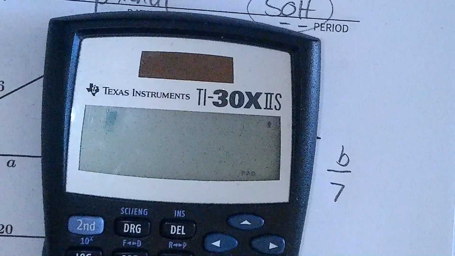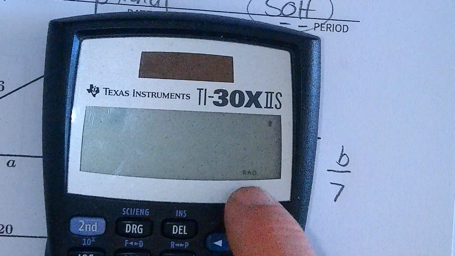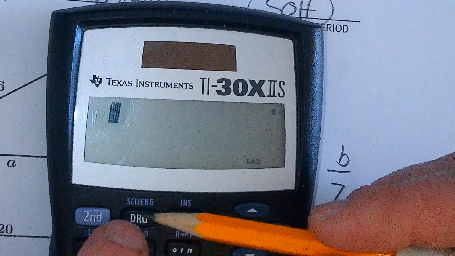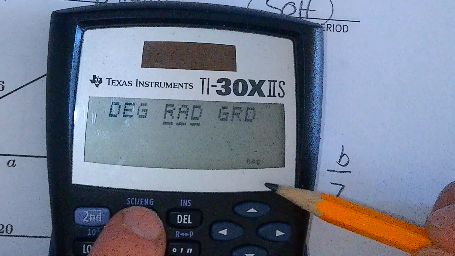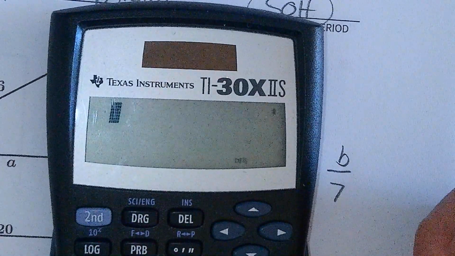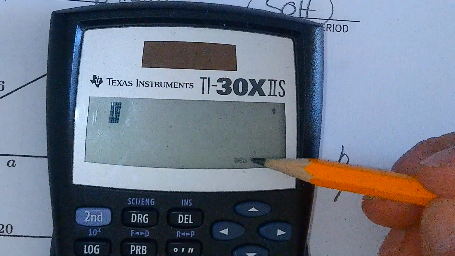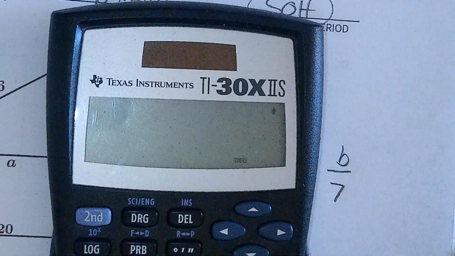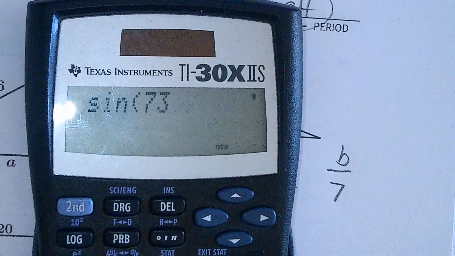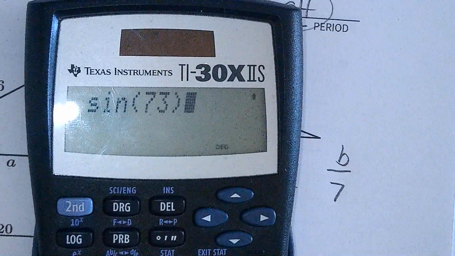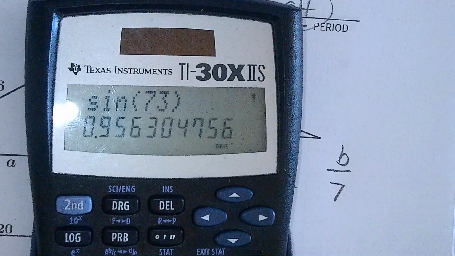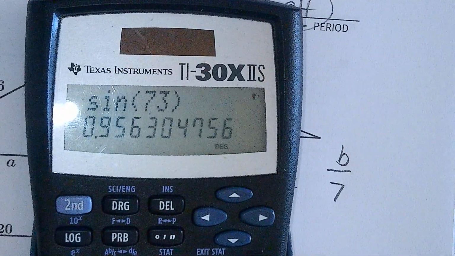Oh, great calculator. Look, it's in radians. See that little rad? That's bad. Hit this degrees, radians, gradients. We want degrees. Enter. Now it says deg. What's our degree? 73. In this calculator, you hit sine 73. Some other calculators, you hit 73 sine. Enter. Whoa. 0.95, 0.96.